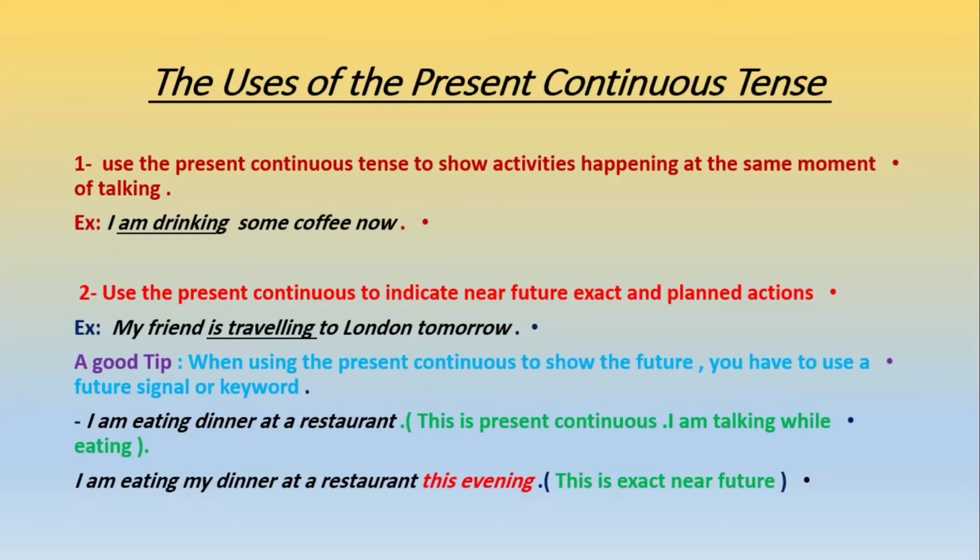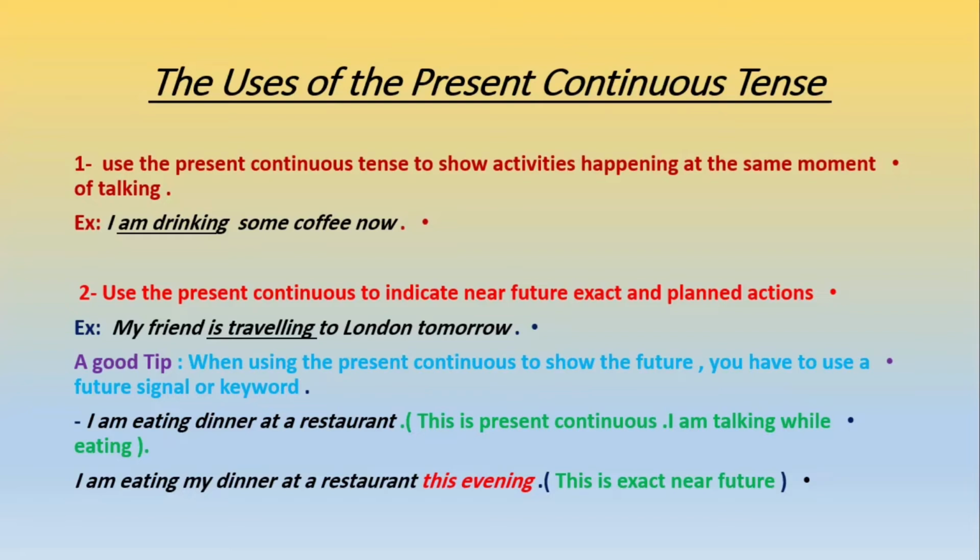The present continuous verb is going on now, but the verb does not go on up to now. So we have to say, my friend is traveling to London tomorrow. Without tomorrow, he's traveling to London now. He is on board, and the plane is going to London.